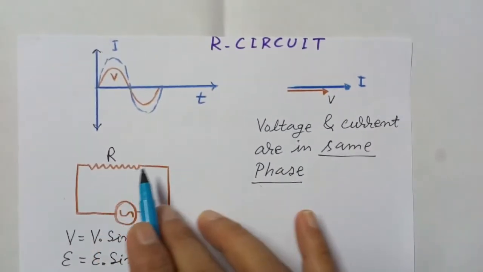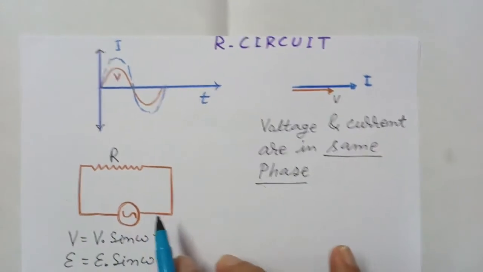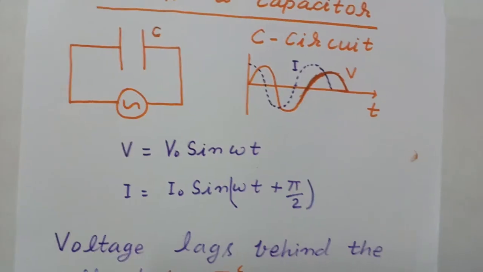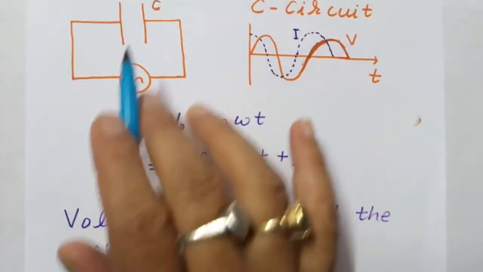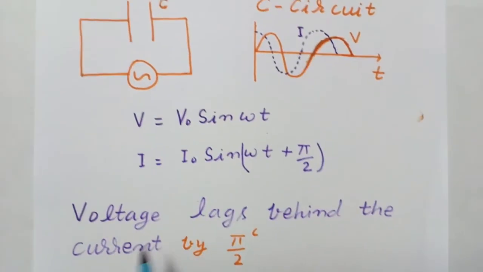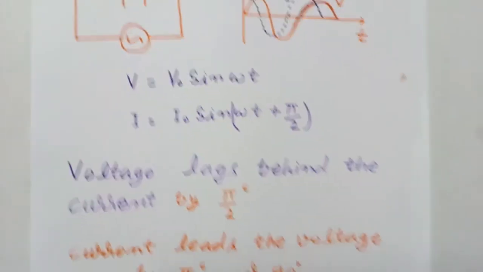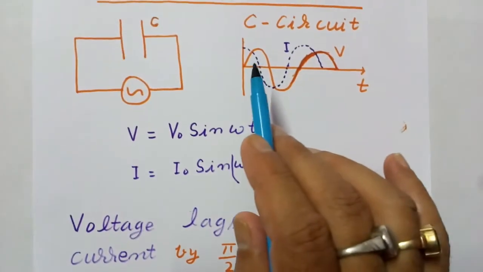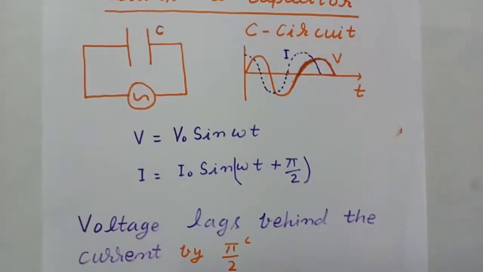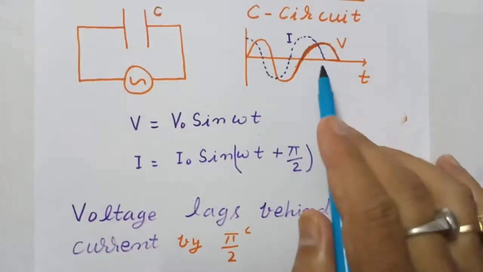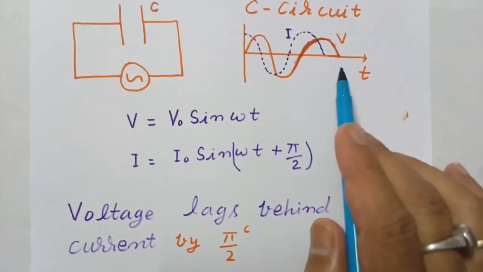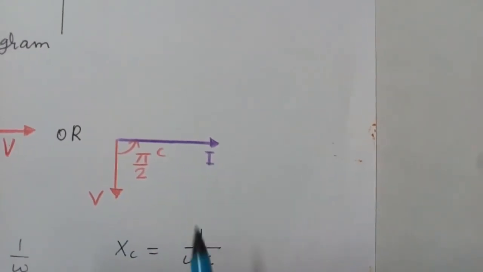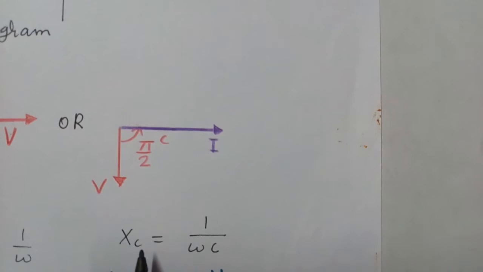When only resistance is connected to an alternating current source, then voltage and current are in same phase. When a capacitor is connected to alternating current source, then voltage lags behind the current by pi by 2 radian, or current leads the voltage by pi by 2 radian or 90 degree. This is graph for V and I. This is time on x-axis. This is phasor diagram for voltage and current, and capacitive reactance is given by this formula, XC is equal to 1 upon omega C.